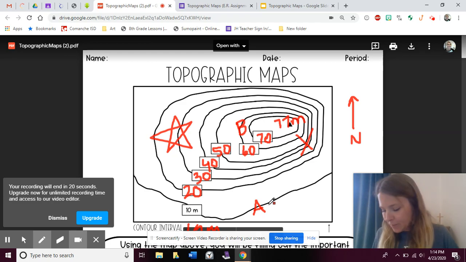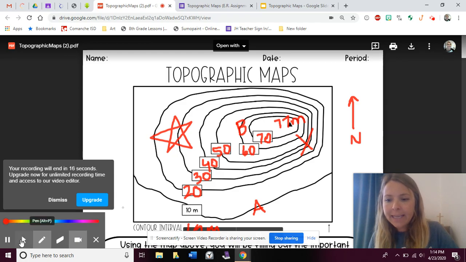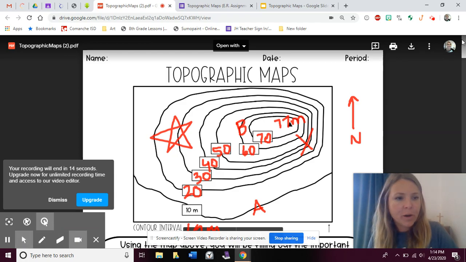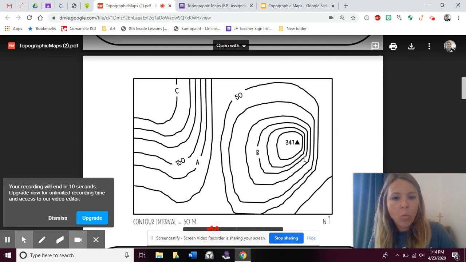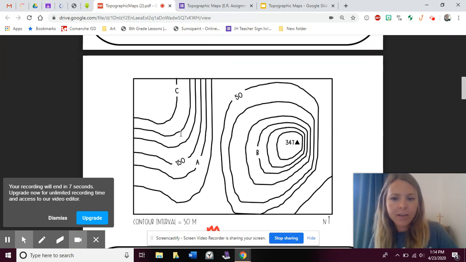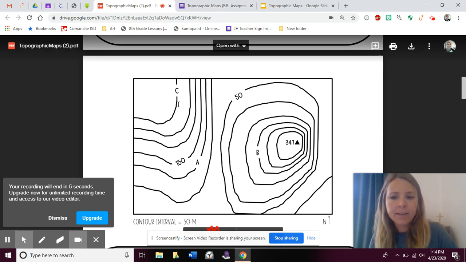Okay, so that is a little bit about topographic maps, and y'all are going to do a Google form that's going to use this map right here that has one mountain and then part of another mountain. It doesn't show the complete mountain.